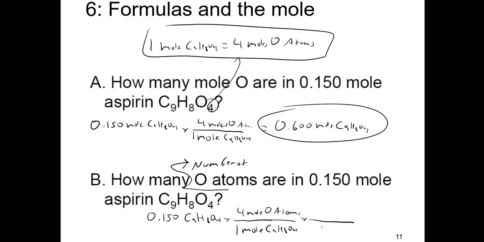Only now we're going to go one step further. We know that 1 mole of oxygen atoms is equal to 6.02 times 10 to the 23rd oxygen atoms. So the 1 mole of oxygen atoms goes on the bottom. And then the 6.02 times 10 to the 23rd oxygen atoms goes on top. We then go ahead and do the calculation.